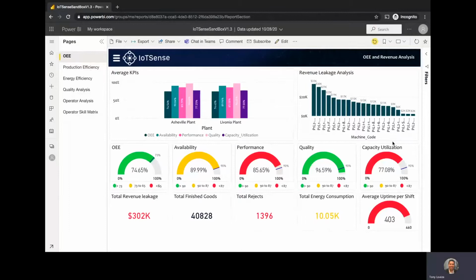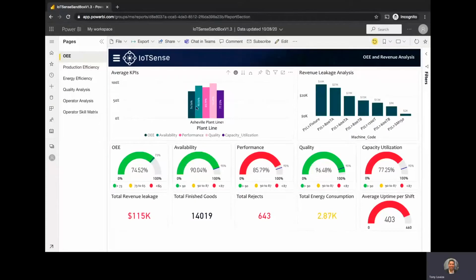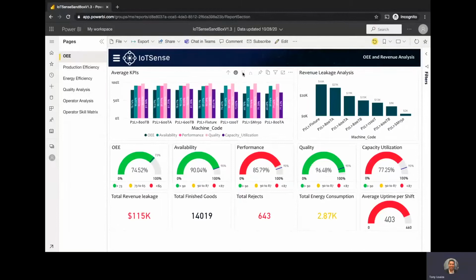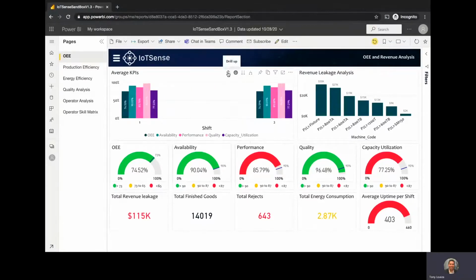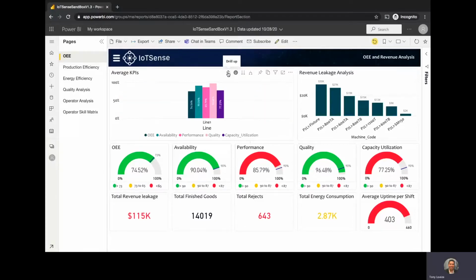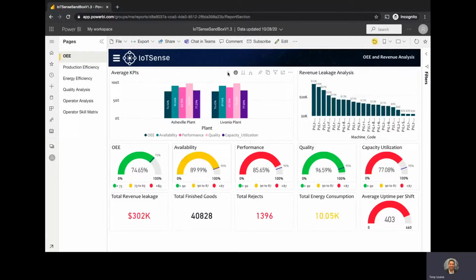But if you were to drill down into one of those, you could go down to the plant line level. You could go down into the machine level within one of those plants as well. And that would change all the different parameters associated with that. And we see this here from a shift level, so you can do that as well. So it's quite detailed in terms of how far we can drill down for each location, all the way down to the line and the shift level.